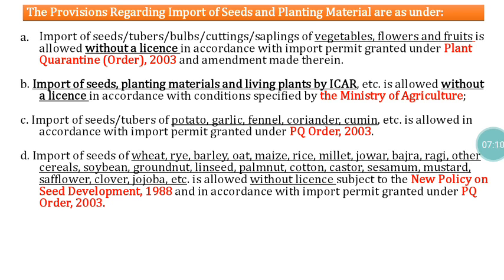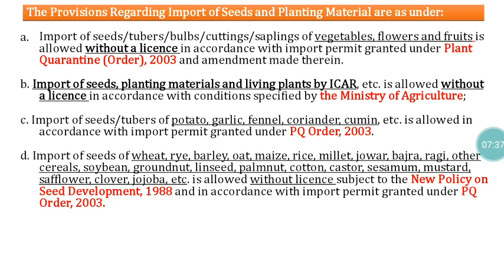So based on the provisions available in that policy, we can import the cereals and some of the pulses and oil seeds also through this EXIM policy. So the EXIM policy also takes into consideration the New Policy on Seed Development 1988. So these are all the provisions available with reference to import of various kinds of planting material.